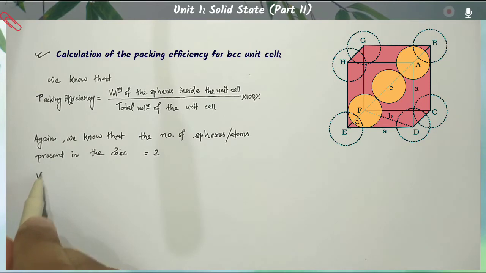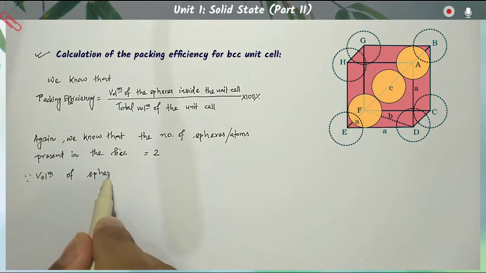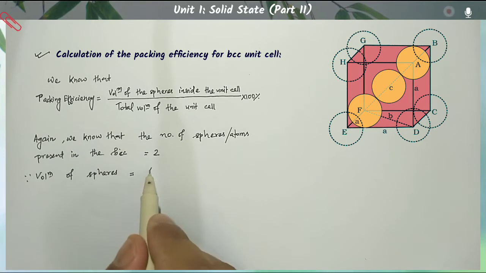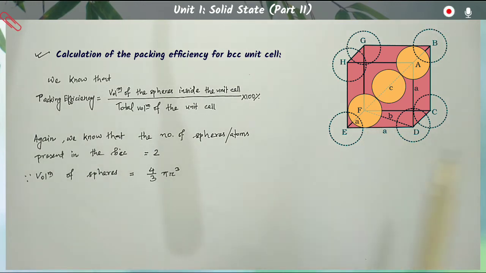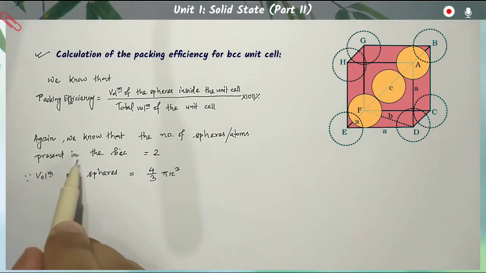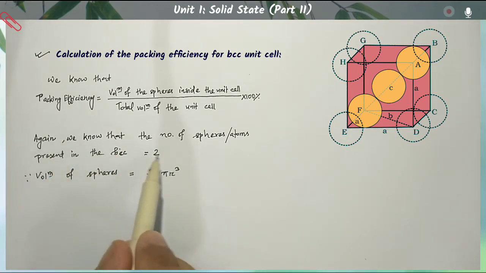We know that the volume of a sphere is 4/3 pi r cube, if r is the radius of that sphere. Let us suppose that the radius of all the spheres, that means all the atoms, is the same. So the volume of a sphere is 4/3 pi r cube. But how many atoms are present inside that BCC unit cell? The number is 2.